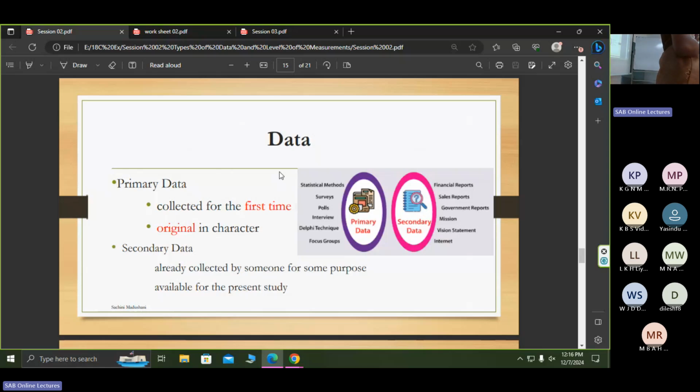First is primary data. Primary data means data collected for the first time.